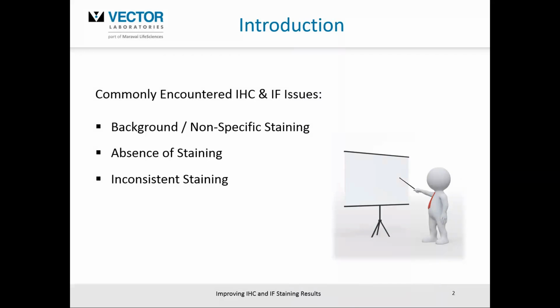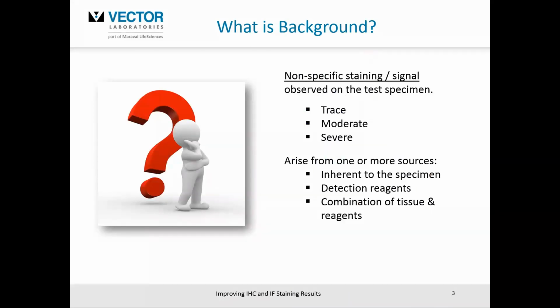Then we'll toggle to look at an absence of staining, which can be quite confounding to some investigators. But what it does allow me to do is segue into talking about the implementation of appropriate positive and negative controls in your applications. And then we'll finish up the webinar with a brief discussion on inconsistent staining that does plague some investigators. All right, so let's dive into it right now.